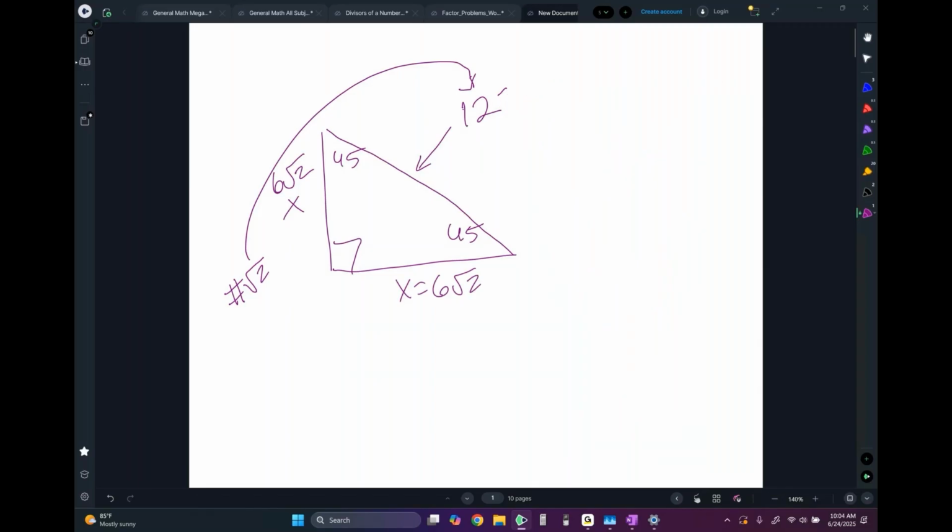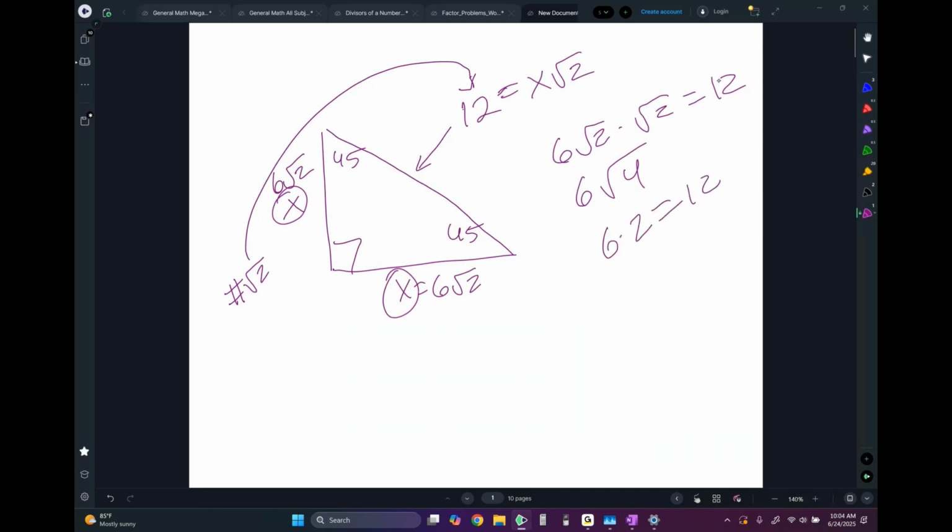Because remember what we said, these are going to be equal, and this will be whatever x is times √2. Well, let's see. Is 6 √2 times √2 12? What's √2 times √2? √4. What's √4? 2. And that's 6 times 2, which is 12. It does work. You get it?